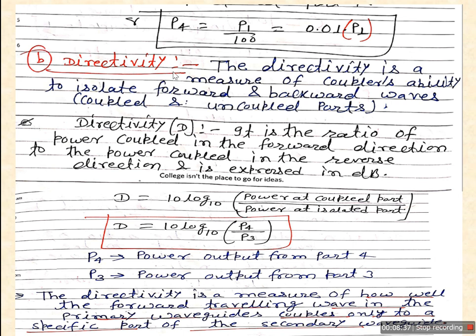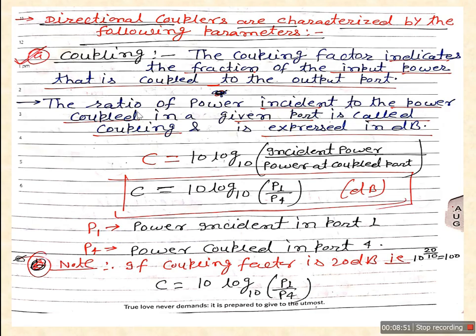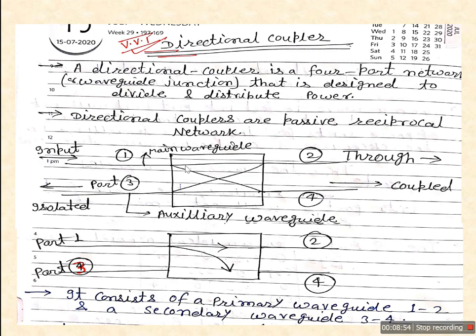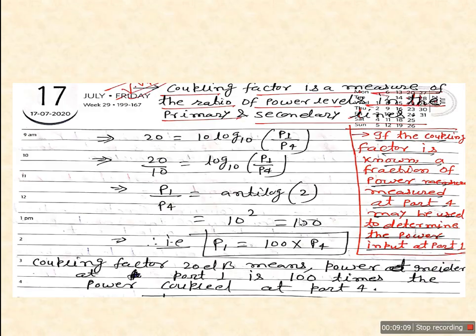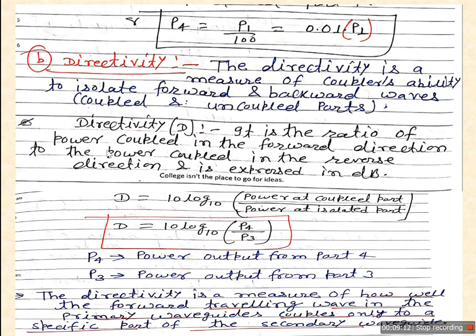Directivity. The other characteristic is directivity. The directivity is a measure of the coupler's ability to isolate forward and backward waves. Here there is a forward wave in this direction, and this is the backward wave. So it is basically the power at coupled port upon power at isolated port. The ability to isolate the forward and backward wave. Here, power coupled in the forward direction and power coupled in the reverse direction, coupled port upon power at isolated port.